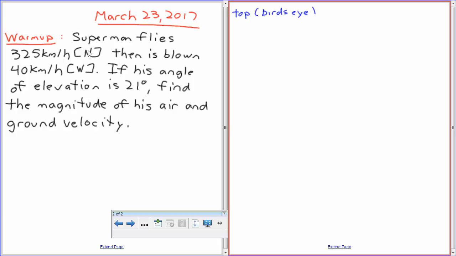So in this case, Superman is flying north. That's going to be 325. Then he's going to go west 40. Okay. Are we okay on the logic for this?